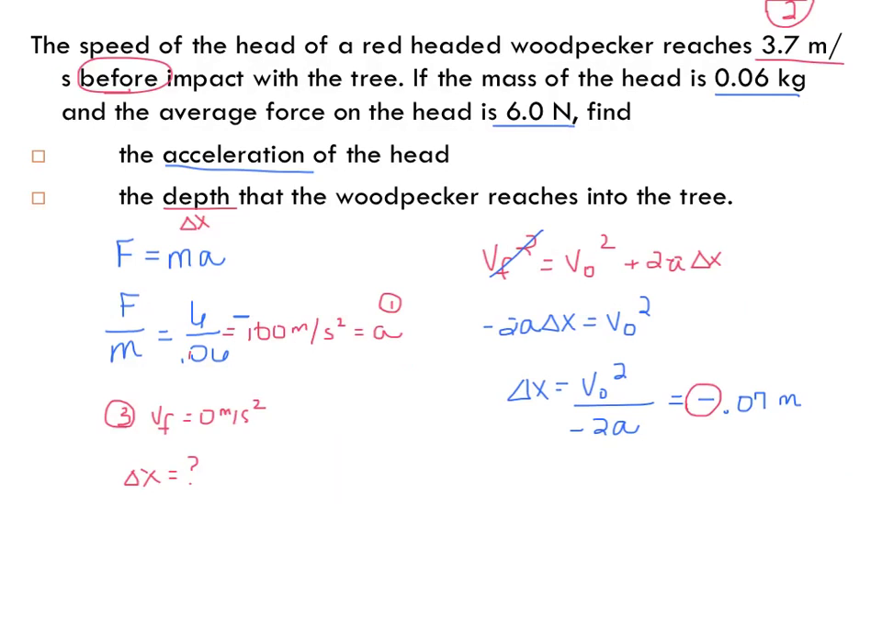which comes from my woodpecker. If I had a woodpecker like this, then I will have an average force acting on the woodpecker from the tree. So this is our force applied. So I really should have had a negative 6 here. And if I had a negative 6, then this becomes a positive 0.07 meters, which gives me a positive displacement, which makes sense.